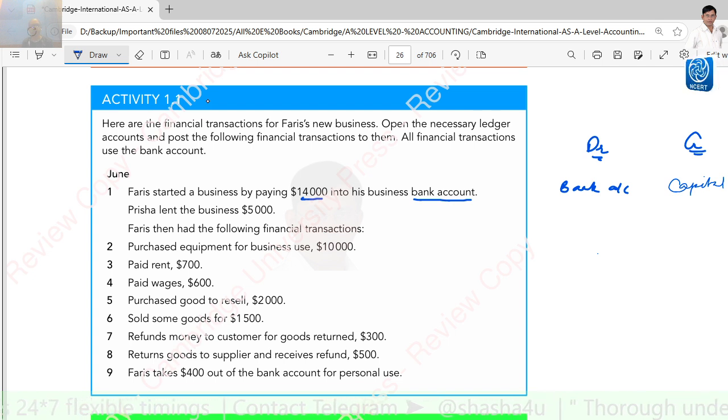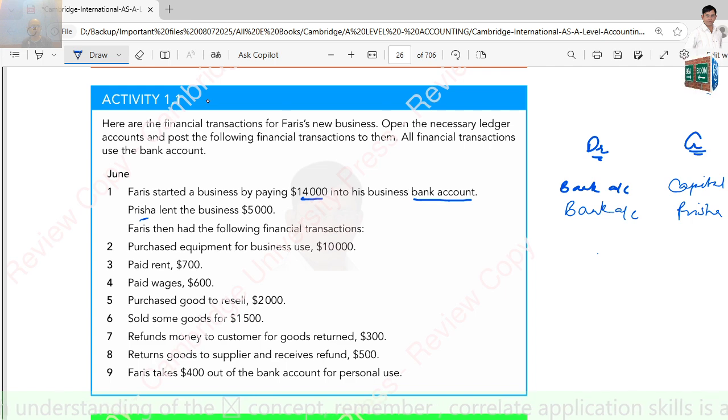So Prisha lent the business 5,000. What is happening? Money is coming into the bank account, so debit bank. And who is the giver? Prisha is the giver. Prisha is an outsider, so it is Prisha who is giving, so Prisha's account we have to credit. Remember, we have to see who is the giver, whether this person mentioned here, Prisha, is a giver or receiver. Prisha is the giver, so that's why her account should be credited.